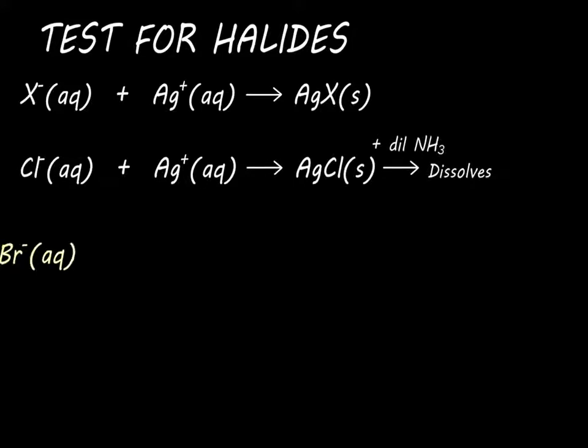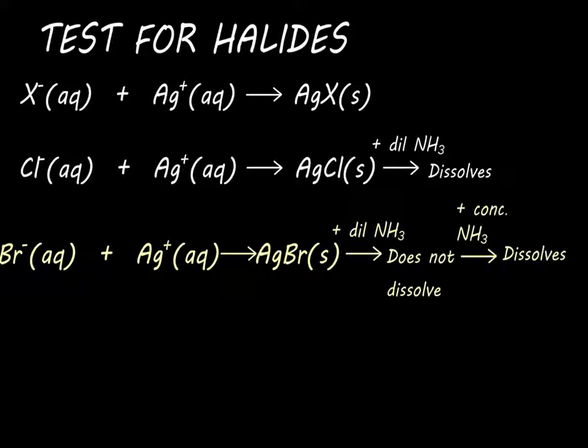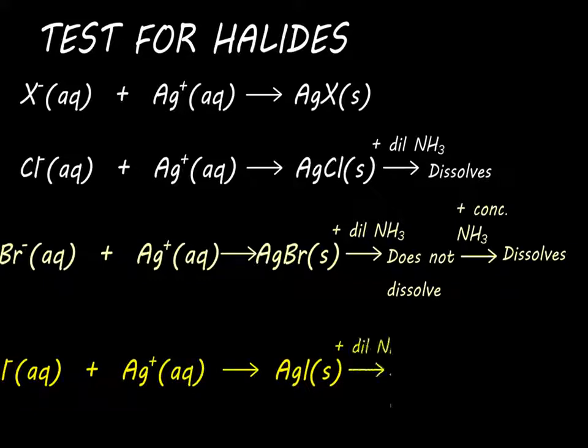If bromide is present, the precipitate does not dissolve in dilute ammonia, but will dissolve in concentrated ammonia. The precipitate produced with iodide does not dissolve in either dilute or concentrated ammonia.